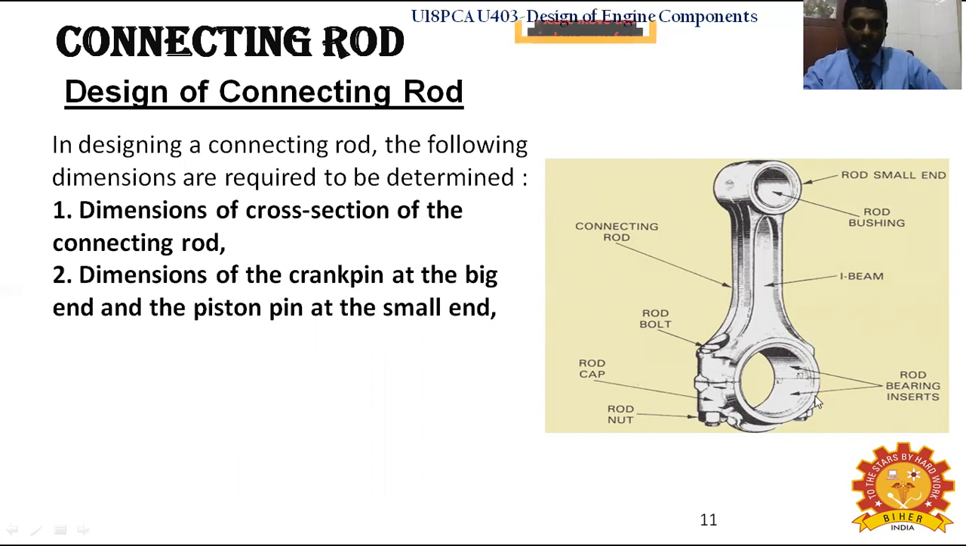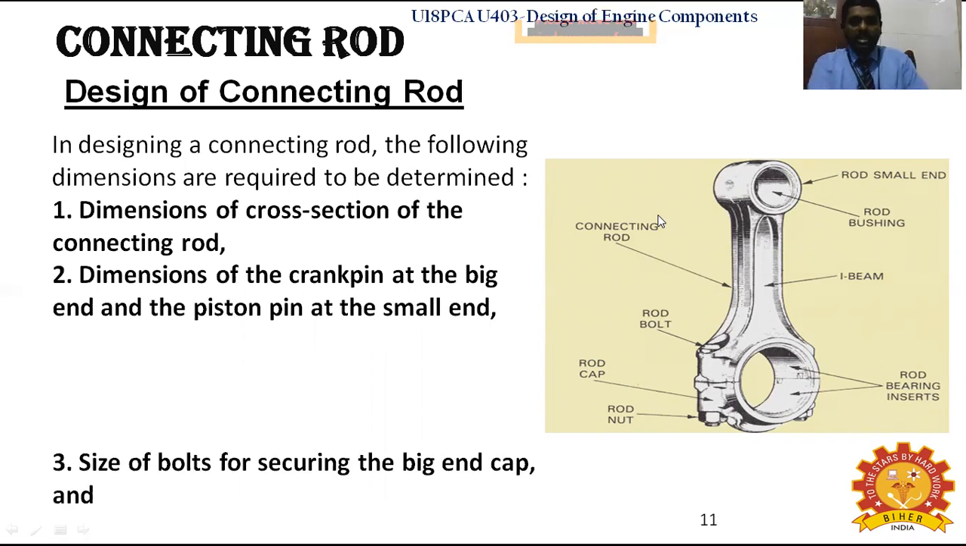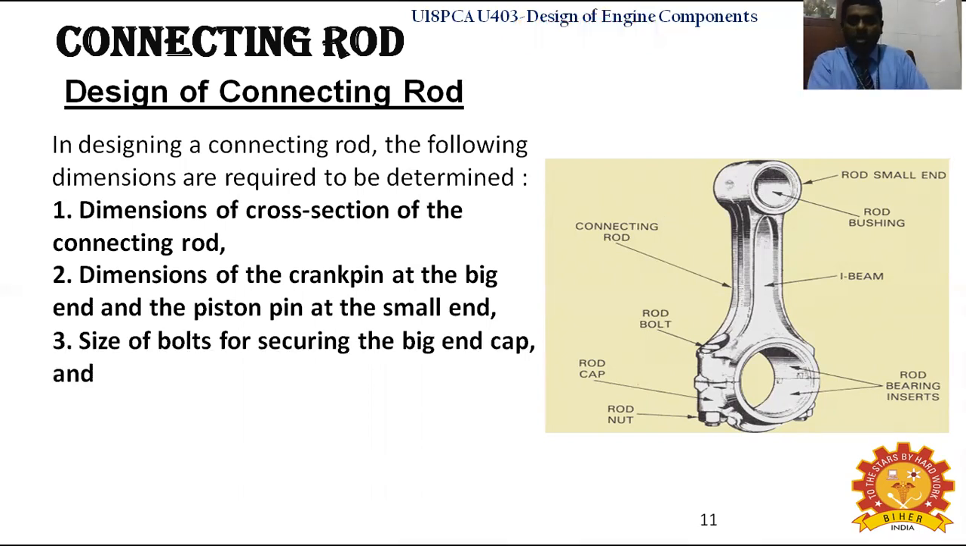We will be having a crank pin at the big end and the piston pin at the small end. The small end is where we are going to have a connection with the piston. The piston pin is going to connect, so that you will be having a gudgeon pin joint. And the third thing is the size of the bolt for securing the big end cap. So you will be having the bolt in the case of the big end cap. If you look, you will be having the rod bolt.